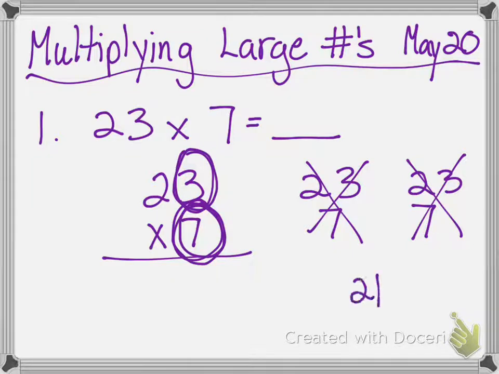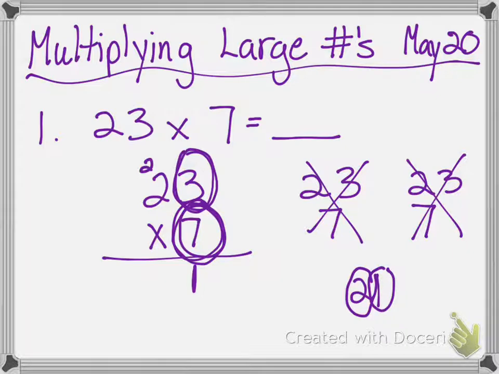So here's our answer, 21. We're going to take the ones and put it in the ones column. Then we're going to take the tens and we're going to trade over there. Sorry, carry. We're going to carry it over.